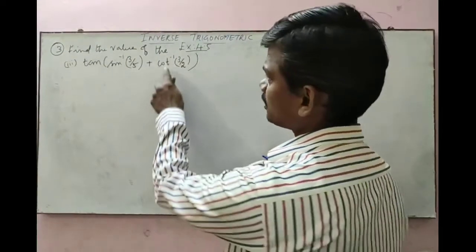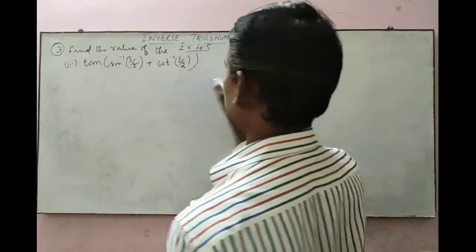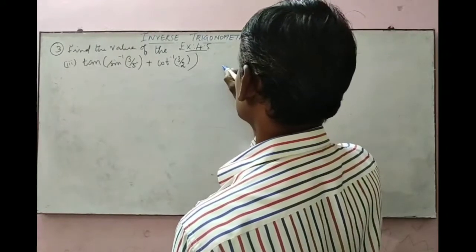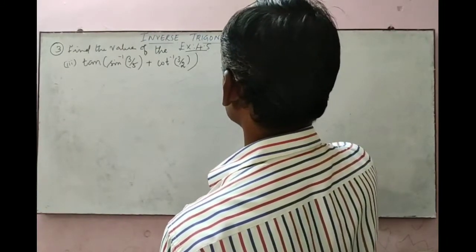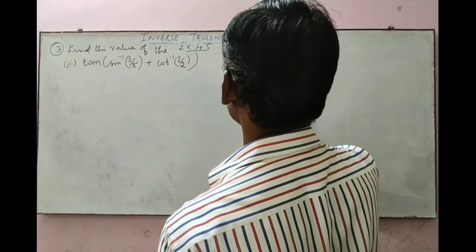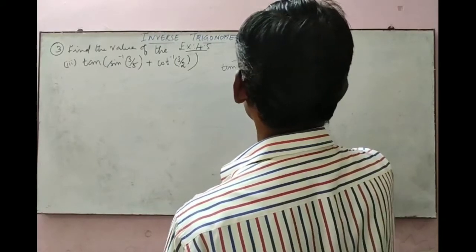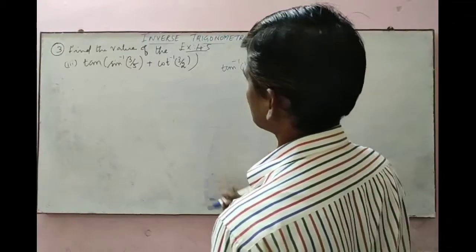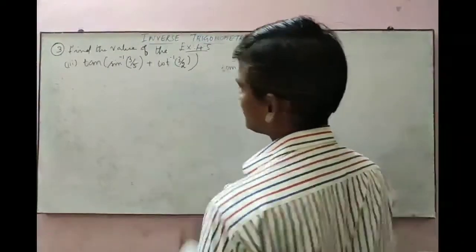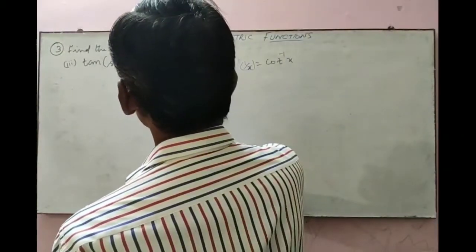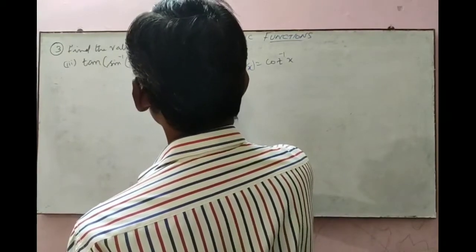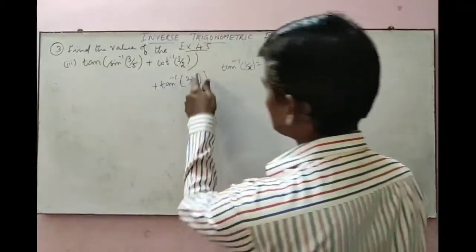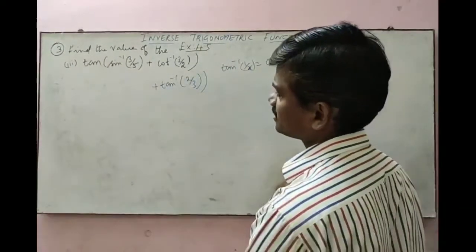I am going to convert this cot as tan straight away using the property: cot inverse of x is equal to tan inverse of 1 by x. Using this property, we can convert this straight away as tan inverse of 2 by 3, that is the reciprocal of 3 by 2 gives 2 by 3.